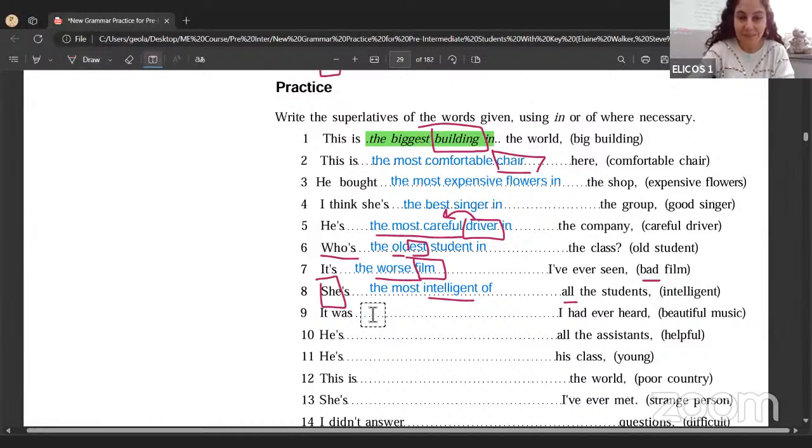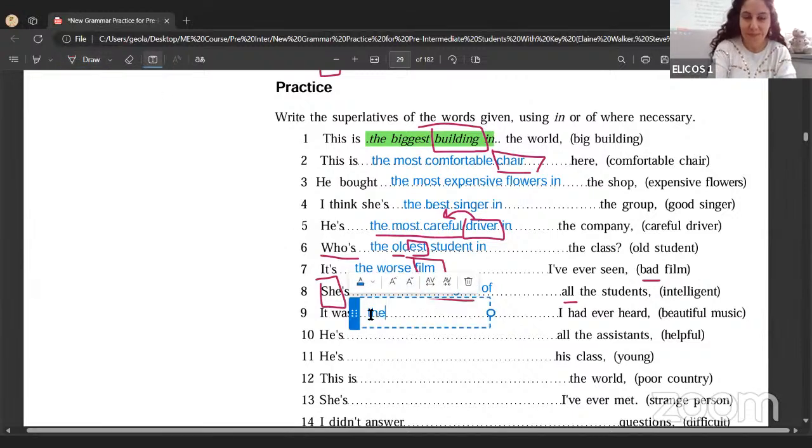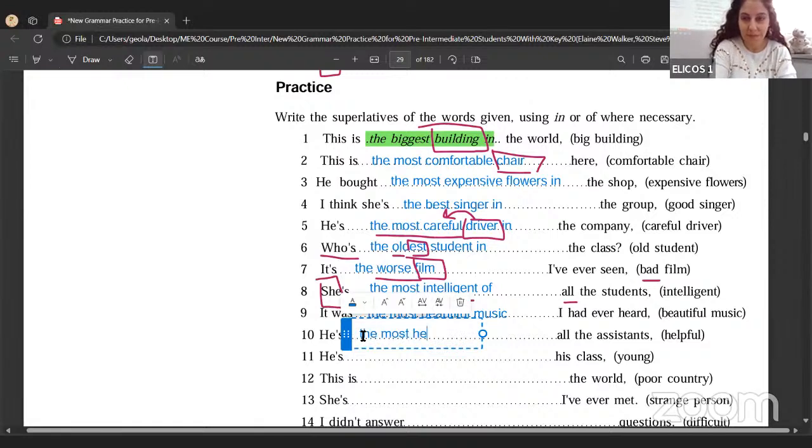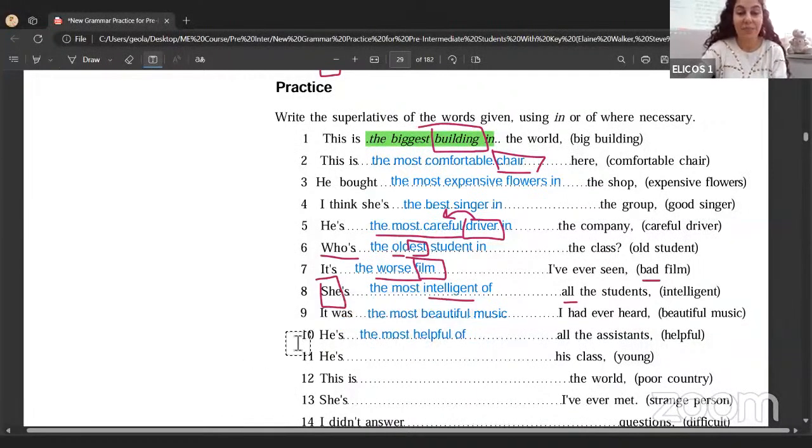Number 9. It was the most beautiful thing. Yeah, it was the most beautiful music I had ever heard. 10. He is the most helpful of all the assistants. His, so that comes from he is, but we say it the way it's written. He's the most helpful of all the assistants, of all the workers.